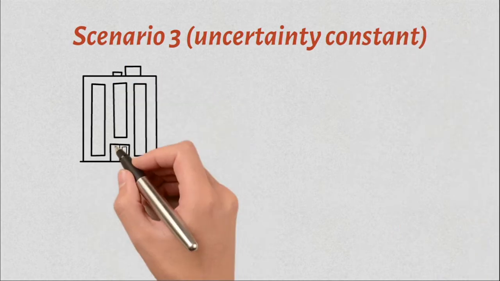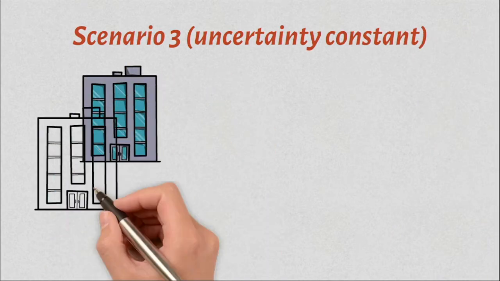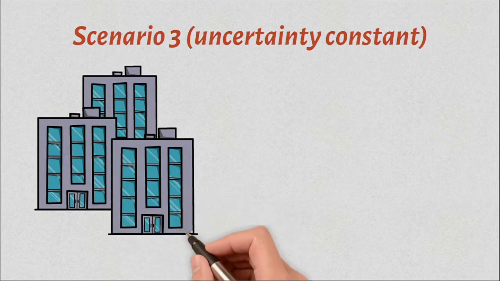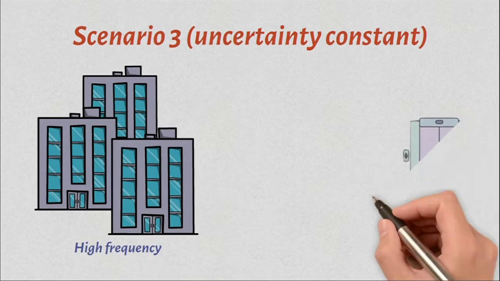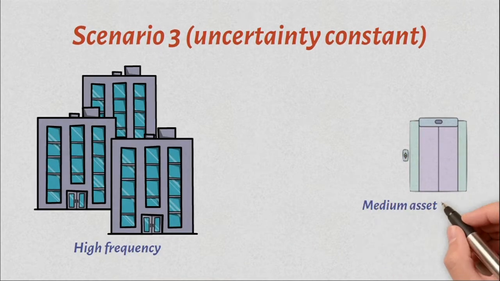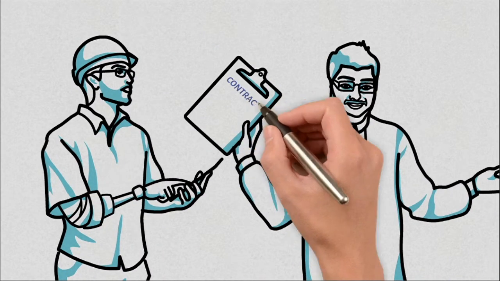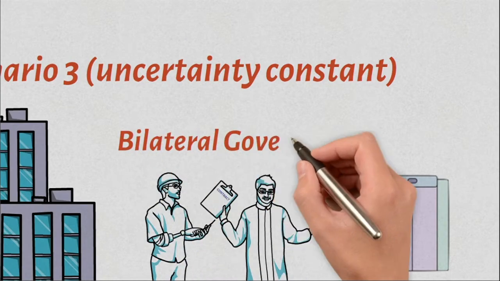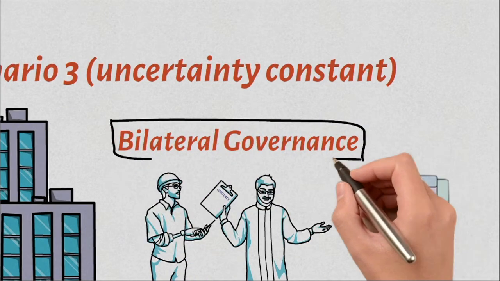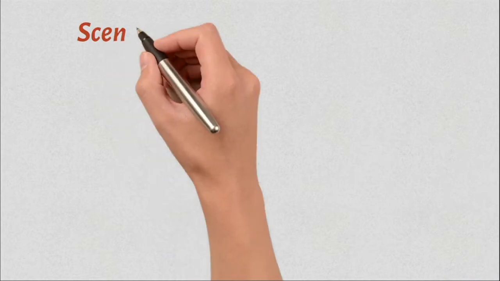For an example of bilateral governance, in this case, the builder makes multiple buildings. He installs lifts in each of his buildings and deals with the lift provider directly. This has high frequency, with the same specificity, but the transaction costs would be low, as there would be less risk involved.